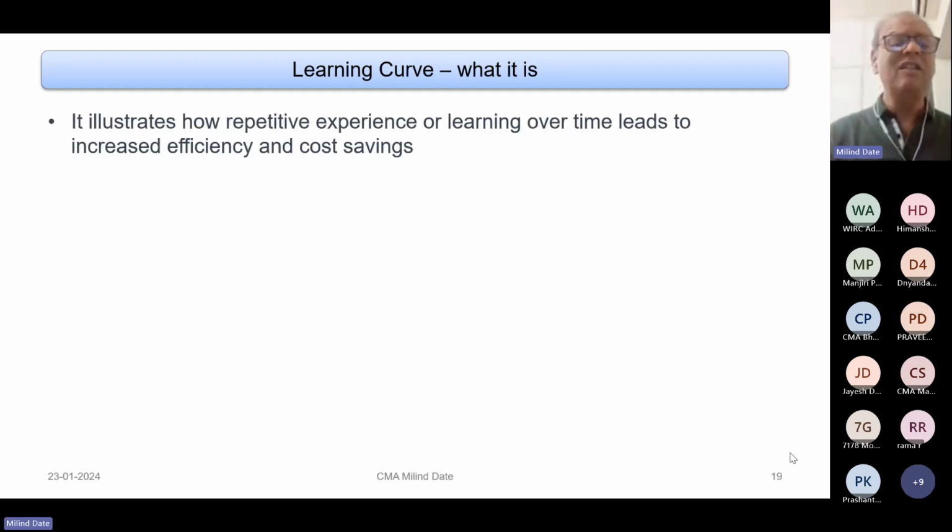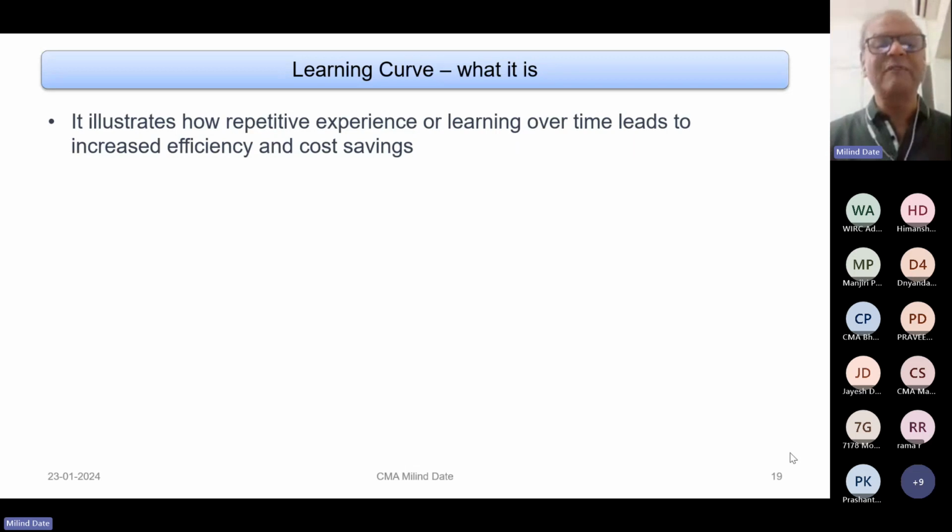So it does illustrate that repetitive experience will lead to an increase in efficiency and reduction in cost. But of course, this cannot keep on happening endlessly. The cost cannot become zero. Beyond a point, just because you are experienced, you can't do any activity in zero time. So obviously, a learning index will stop somewhere.